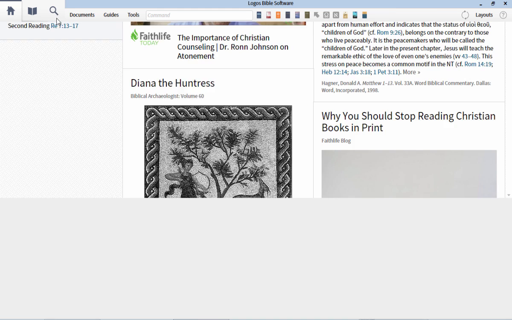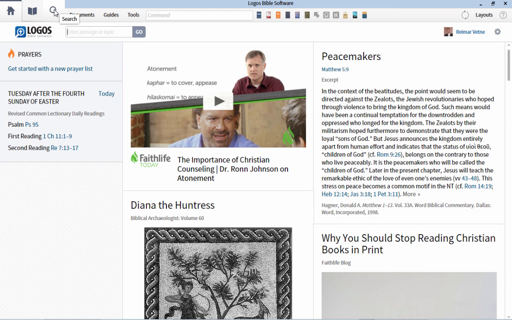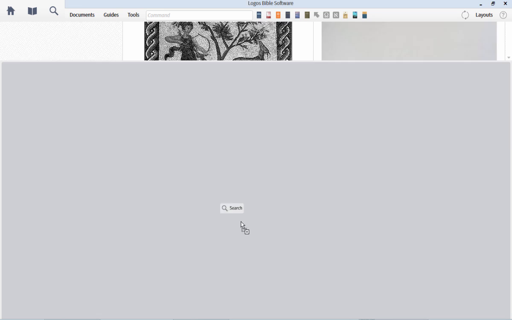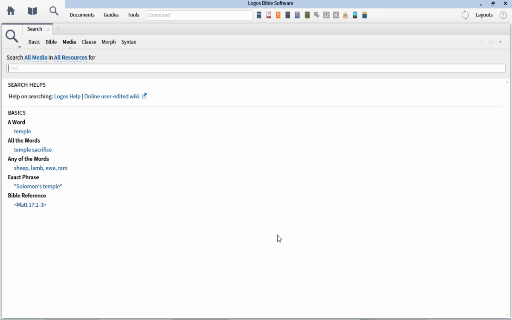Now, let's do a search. You see this search icon here? Let's drag it down so it fills the whole screen. Then it's easier to find something.